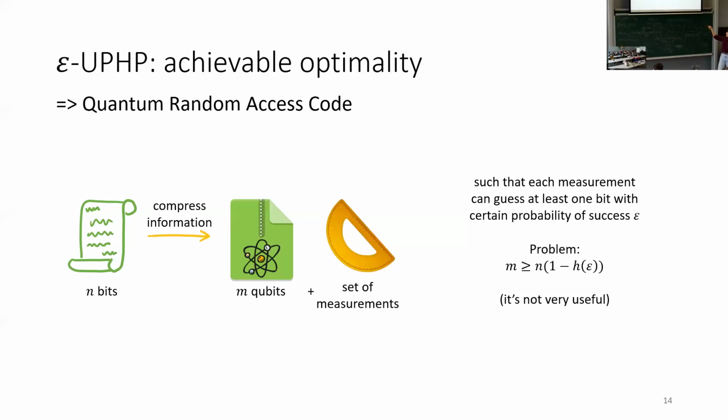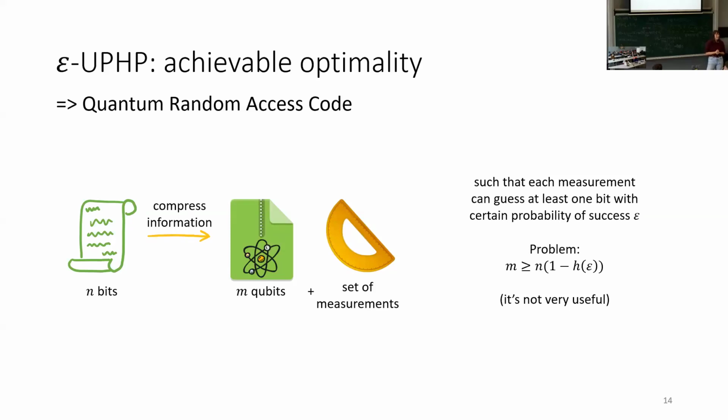But the bad side is that we cannot do this very well. There is a bound called the Nayak bound: the number of qubits you need is at least the number of bits you were trying to encode, with some wiggle room, which is the entropy of the error that you allow, this probability of success. So it's not very useful. And we are going to see that the universal hybrid processor is doing a random access code, and this cannot be very good. So the hybrid processor also cannot be very good.